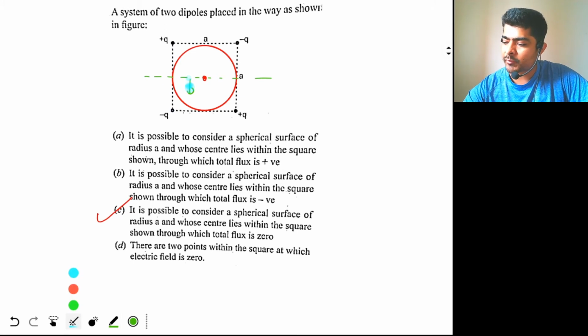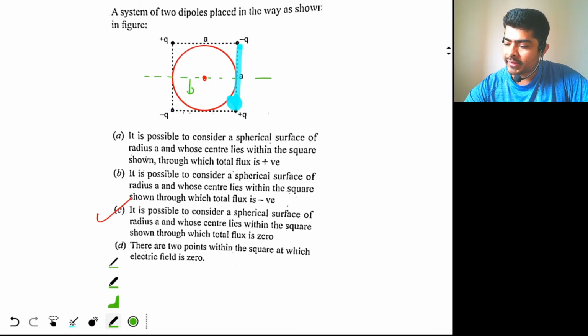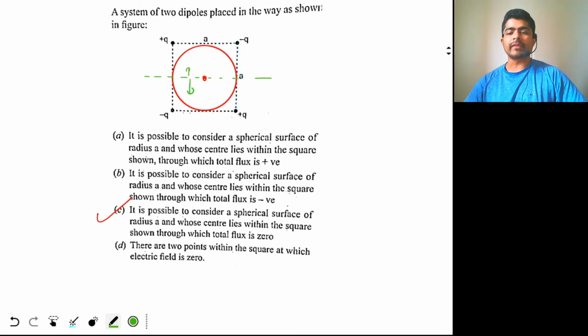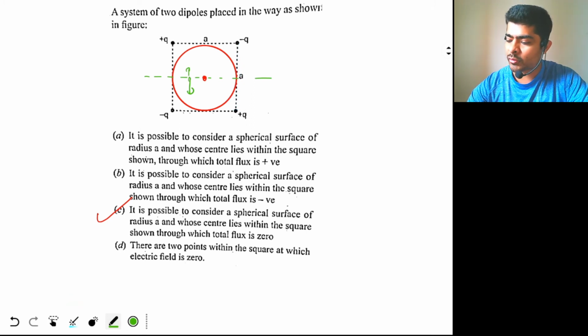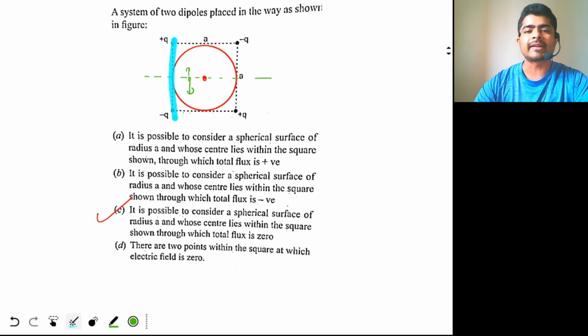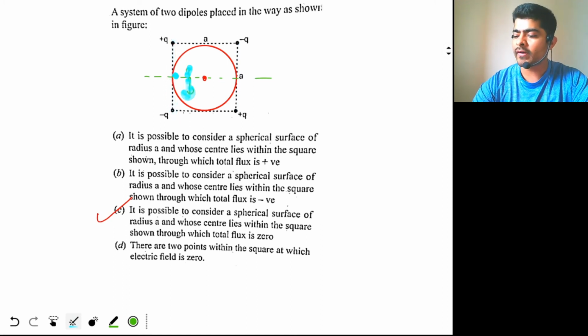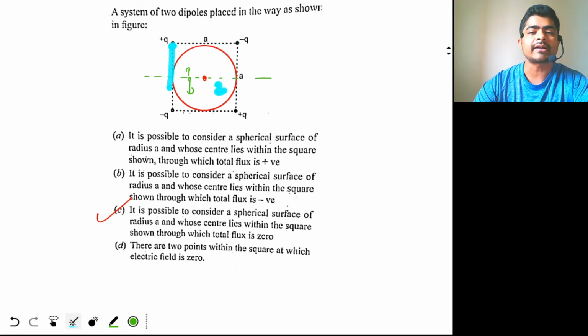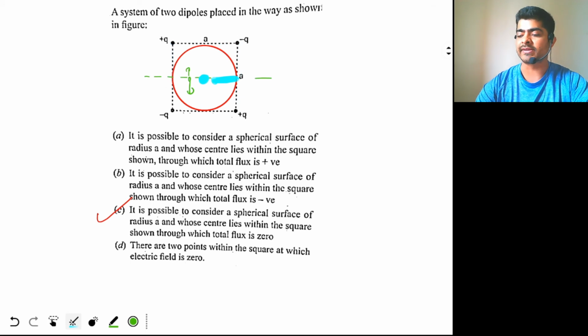Similarly, this dipole is pointing downwards, so it will create electric field in the upward direction. But since this point is closer to this dipole, the downward field will be greater than the upward field. So over here, field can never be zero. Similarly, if I take a point over here, because of this dipole, the upward field will be more than the downward field created by this dipole, correct? So over here also field can never be zero, but at the center it will be zero.